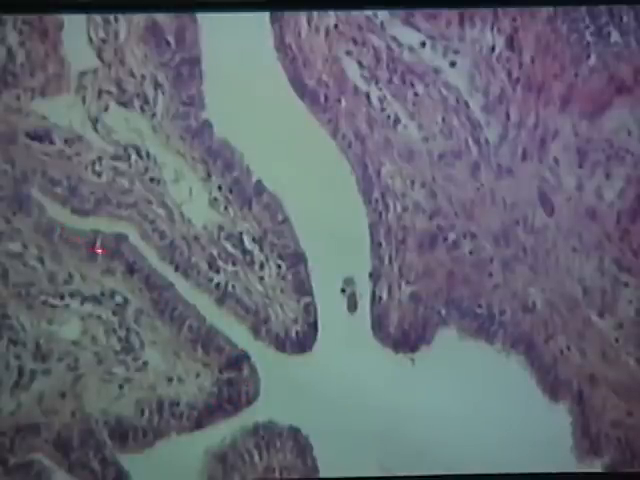Now, this is called simple ciliated columnar epithelial tissue. So the cells are going to be columnar or rectangular in shape, one layer thick, and they're going to have cilia on their free surface. Cilia are not going to be terribly easy to see, but I believe we'll be able to see them. Let's go to high magnification and have a look.